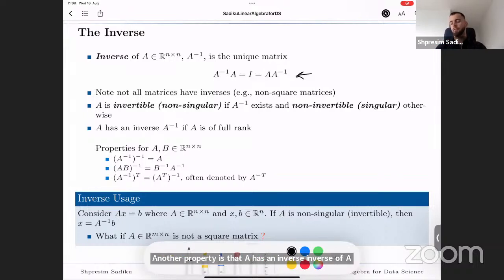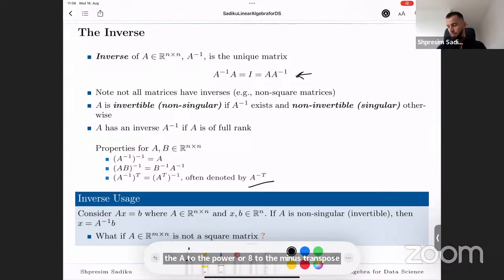Some properties for two matrices A, B in R^(n×n): the inverse of the inverse of A gives us back the matrix A. The inverse of the product A times B gives us the product of the inverses of B and A. And the transpose of the inverse of A just gives us the inverse of the transpose matrix, which is usually denoted by A to the power minus transpose.